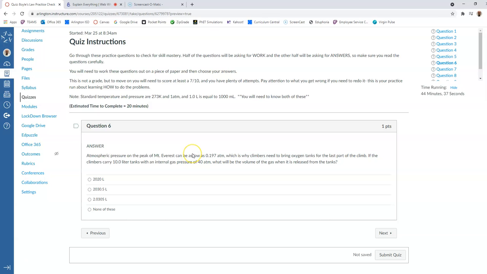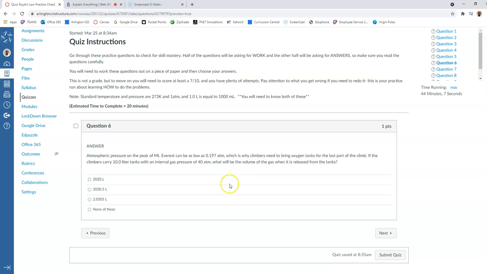Atmospheric pressure on the peak of Mount Everest can be as low as 0.197 atm, the standard unit for pressure. And this is why climbers need to bring oxygen tanks for the last part of the climb. If the climbers carry 10-liter tanks with an internal gas pressure of 40 atm, what will the volume of the gas be when it is released from the tanks?